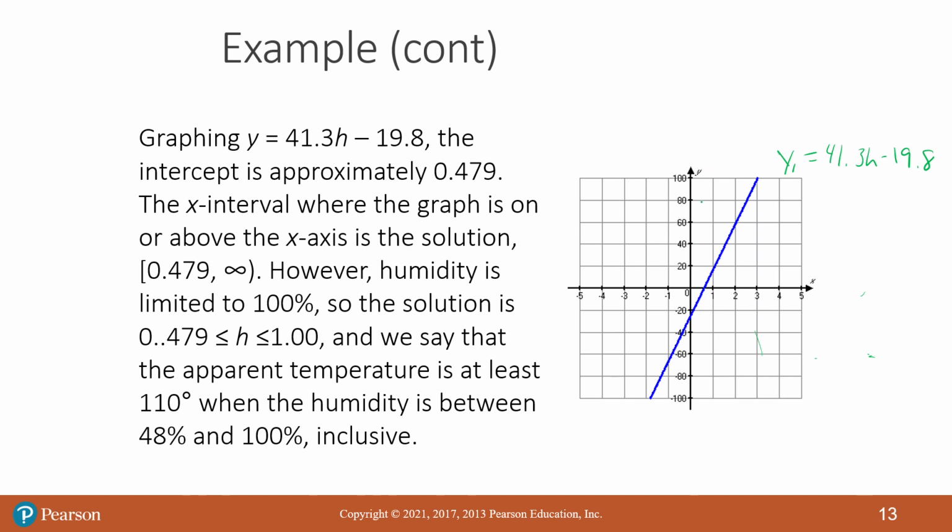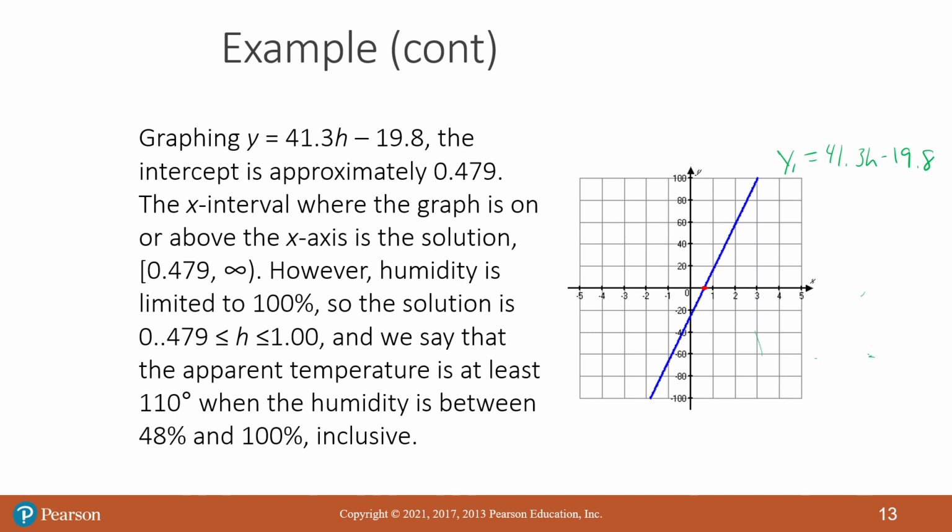This is my y1 equals 41.3H minus 19.8. Now, if you notice on my window here, I'm not on a 10 by 10 window. You will probably be able to see this cross the axis on a 10 by 10 window. So as long as you can see where it crosses the x-axis, and I'll do a color that hopefully you can see on your side, then you're good. Now, we graph the y equals 41.3H minus 19.8.